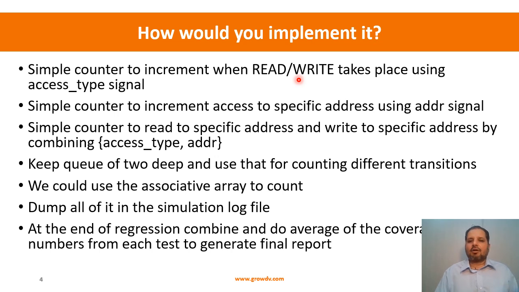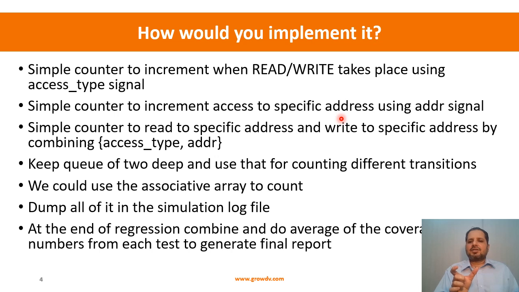That is one pair of counters I am maintaining, and then a simple counter to increment access to either the specific set of addresses if they are fewer, or to, let's say, 4 ranges of addresses. Whenever an access takes place to a range, I will increment that particular range's counter. Can we not do that?